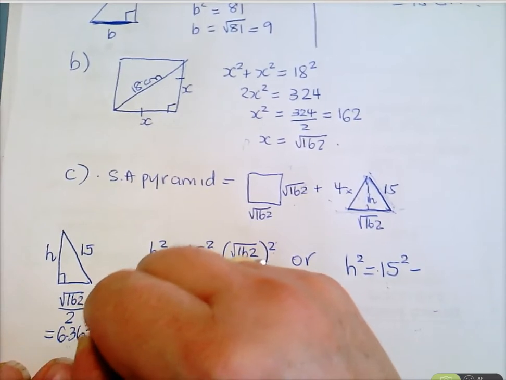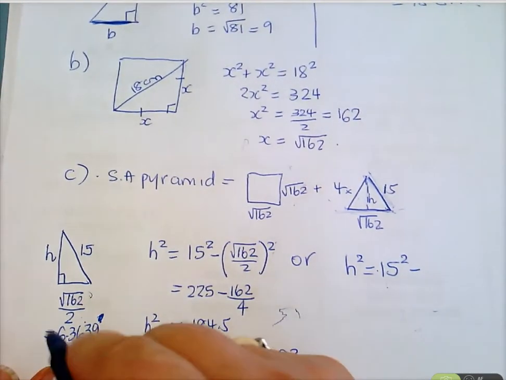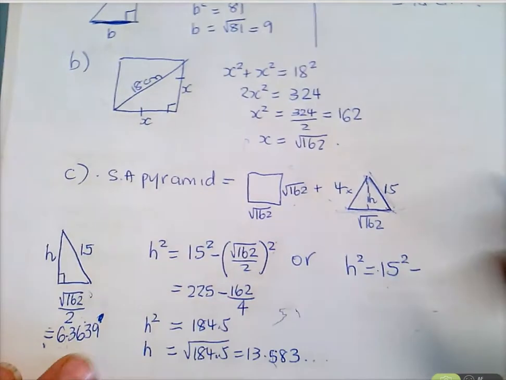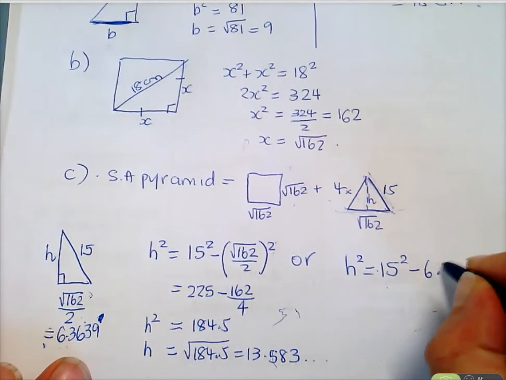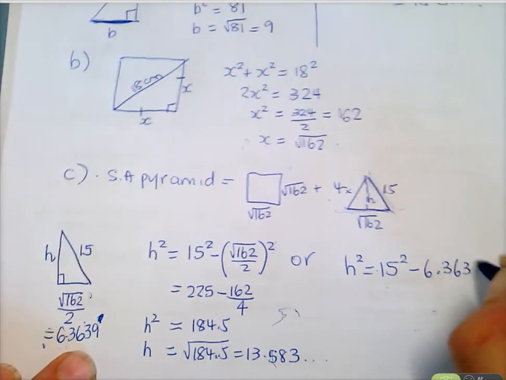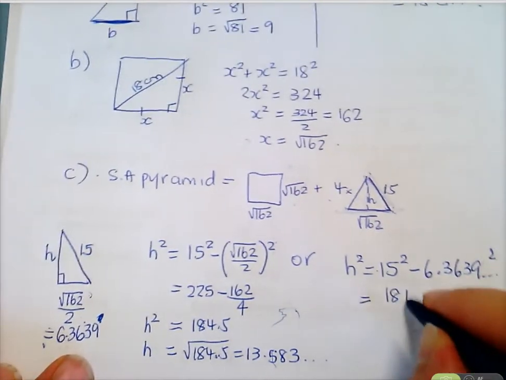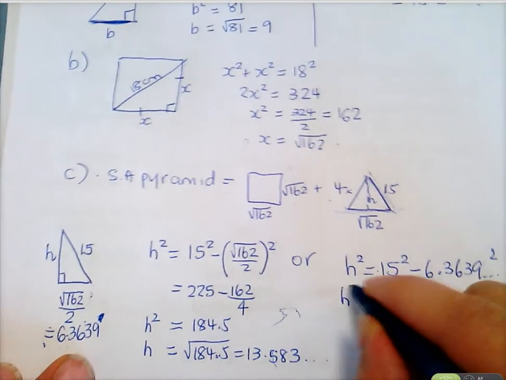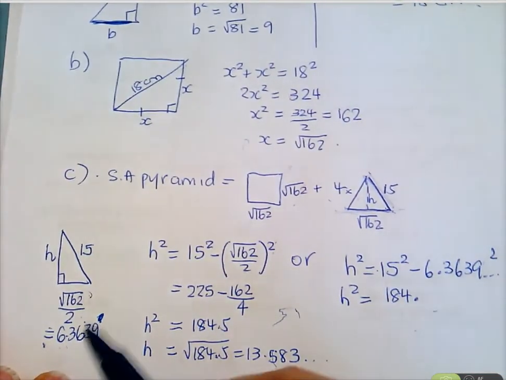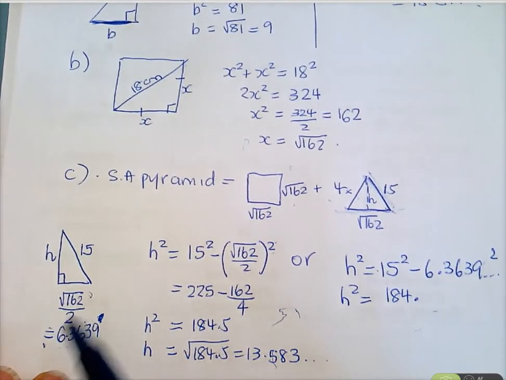So if that's approximately equal to 6.3639, I'll go 15 squared minus 6.3639 squared. Then you'll get the 184 point whatever. Do you see what I'm doing? If this bothers you, just work out what it is.